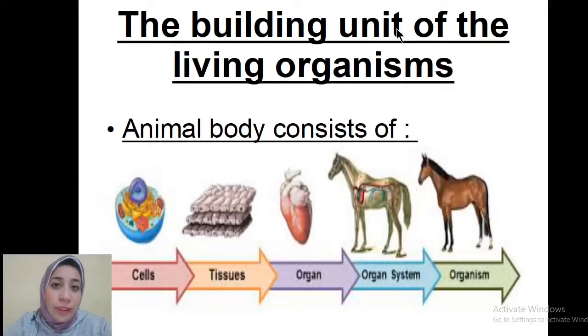The animal body consists of the cell, which is called the animal cell, and the animal cell is the smallest building unit of the animal body. Then a group of cells make tissue, and a group of tissues make organs, and a group of organs make systems, and a group of systems make the organism.